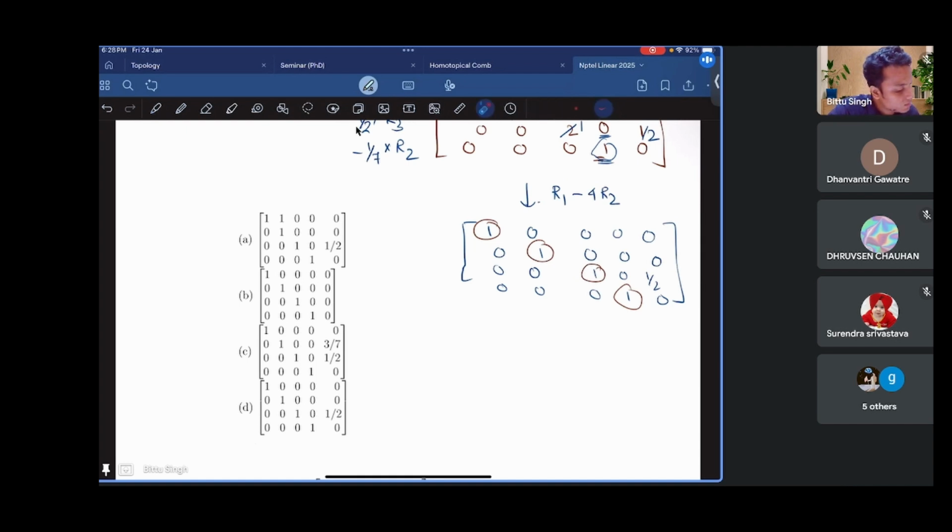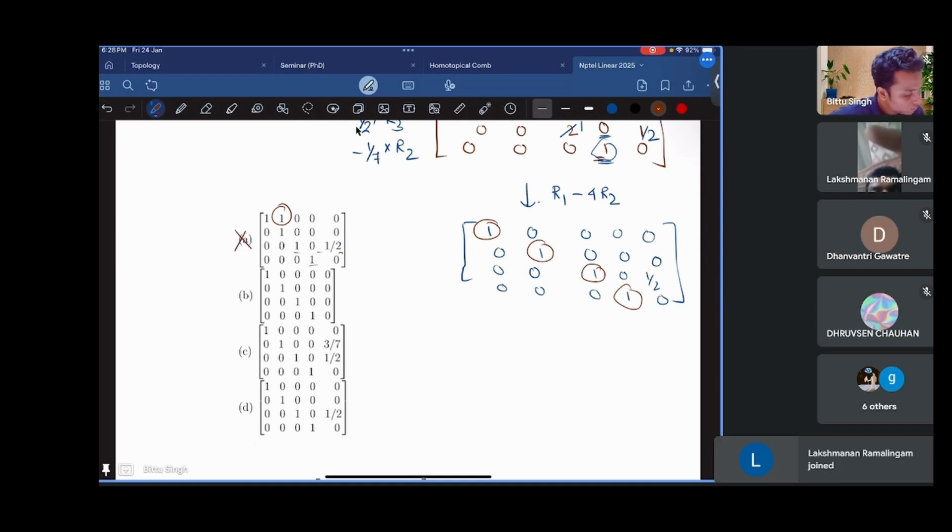And what can be seen? Above the leading entries, all those elements are 0, right? Above and below. So now we cannot reduce it further, so here we'll stop. Let me check if it matches with those options. You can see this is 1, 0, half, and yes, it matches, but it contains 1 above, so it cannot be possible.